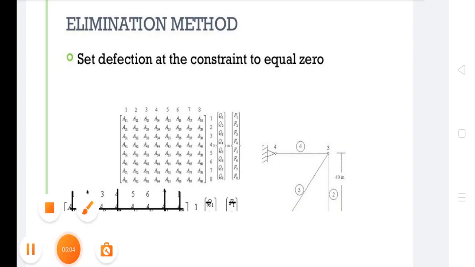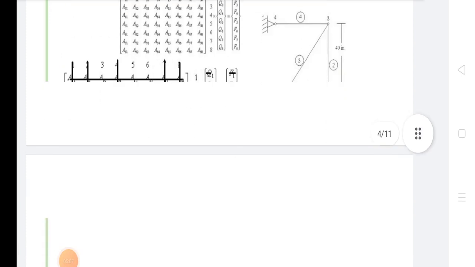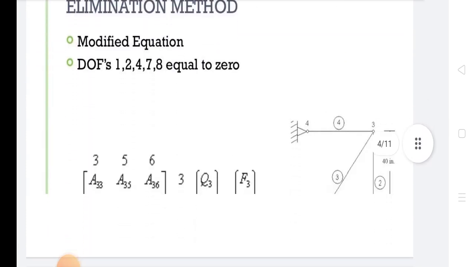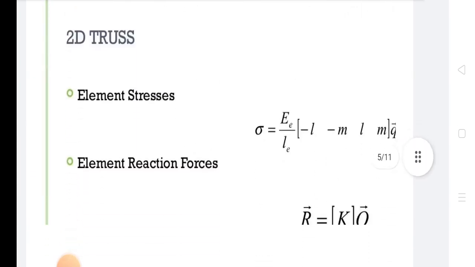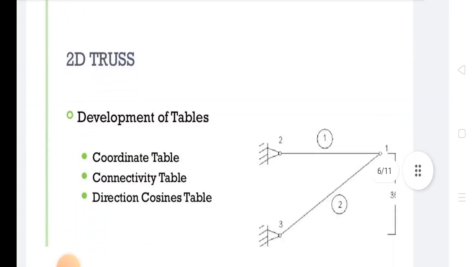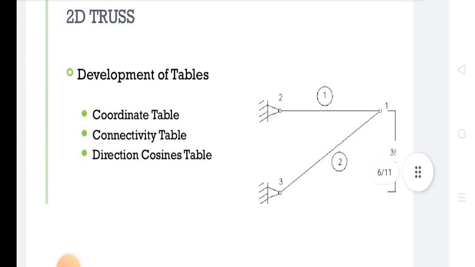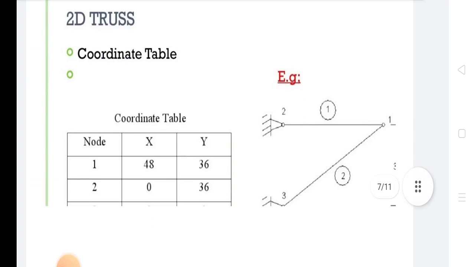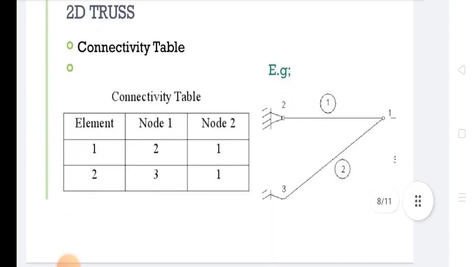This is a very important topic, the elimination method. In the elimination method, the modified equation has degrees of freedom 1, 2, 4, 7, 8 equal to 0. This is the equation of a 2D truss element and elemental reaction forces. This is the 2D truss development of tables like the coordinates table, connectivity table, and direction cosines table. These are the 2D truss equations. This is a 2D truss, with element 1 and element 2.